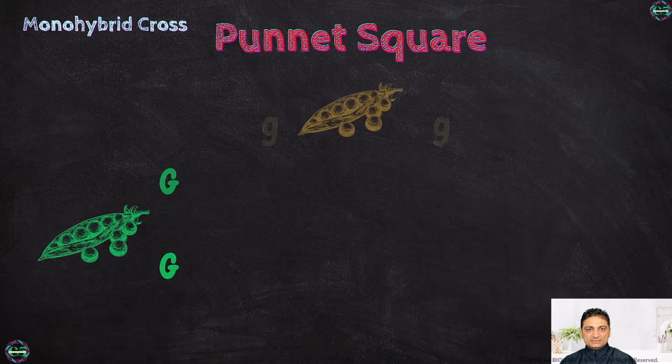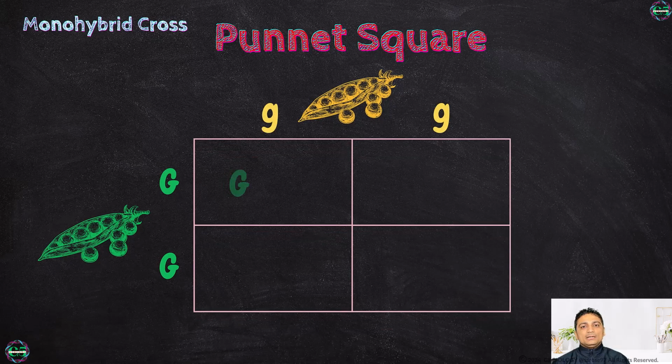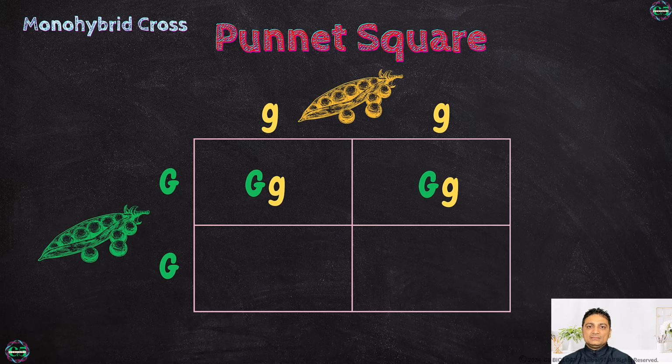During the segregation of gametes, the green pod pea plant produces a single type of allele or gamete, that is uppercase G. Similarly, the yellow pod pea plant produces a single type of allele or gamete, that is small g or lowercase g. Therefore, in the F1 generation, we only get one type of allele combination, and the genotype will be capital G and lowercase g.